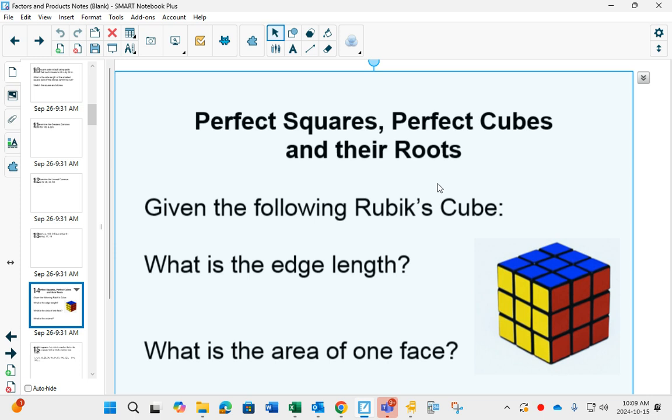Perfect squares, perfect cubes, and their roots.